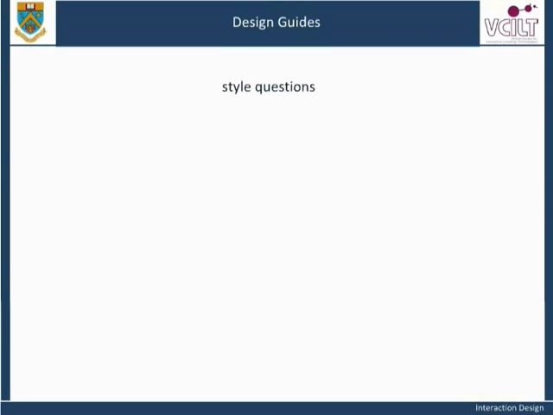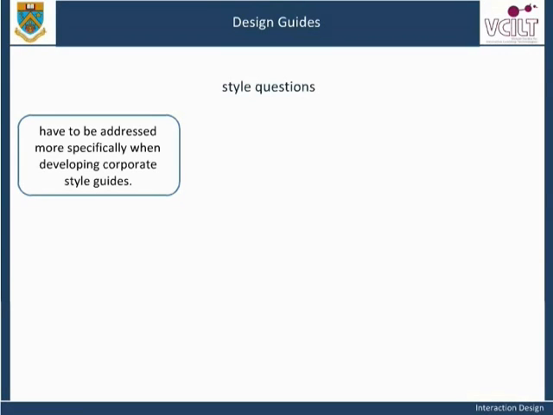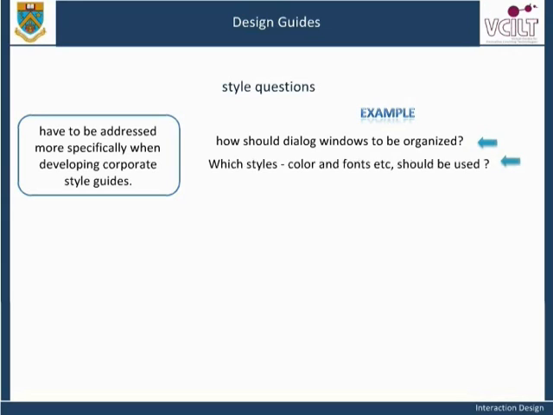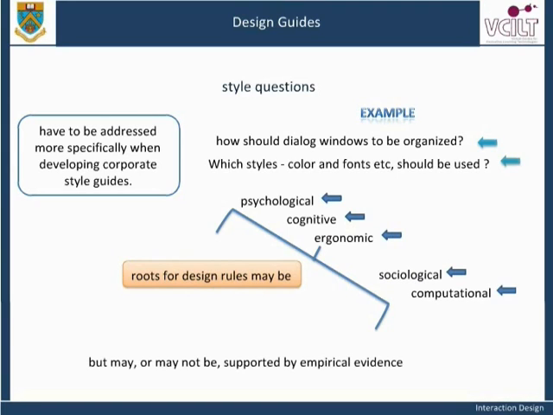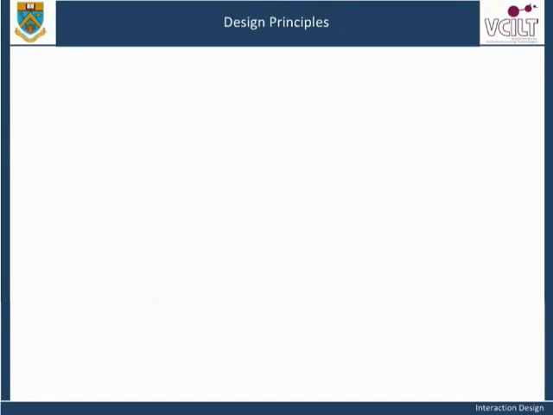Moreover, many design style questions have to be addressed more specifically when developing corporate style guides. For example, how should dialog windows be organized? Which styles, colors, and fonts, etc., should be used? The roots for design rules may be psychological, cognitive, ergonomic, sociological, or computational, but may or may not be supported by empirical evidence. Let's see about the design principles.